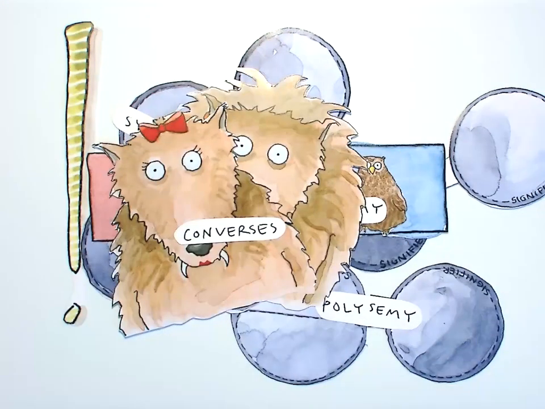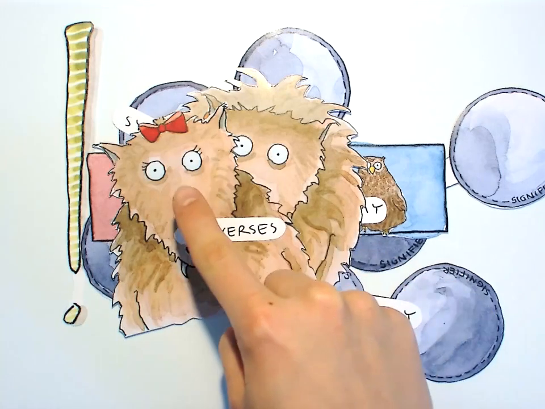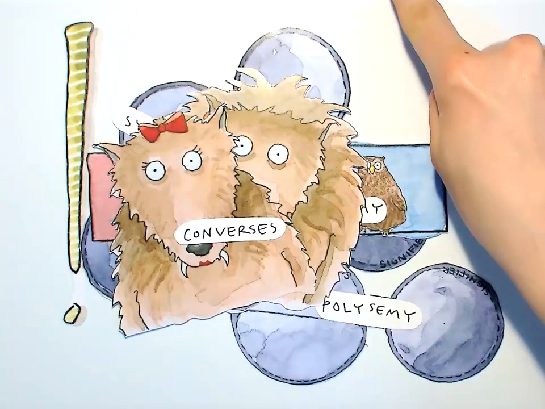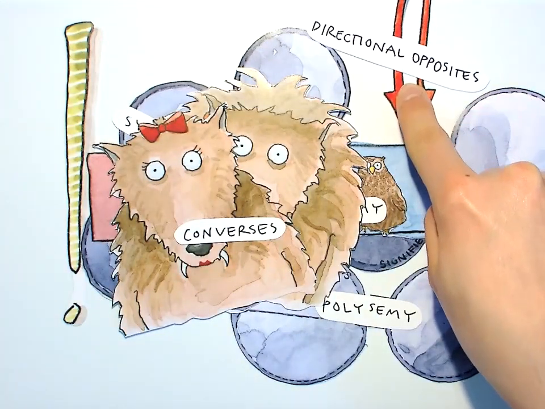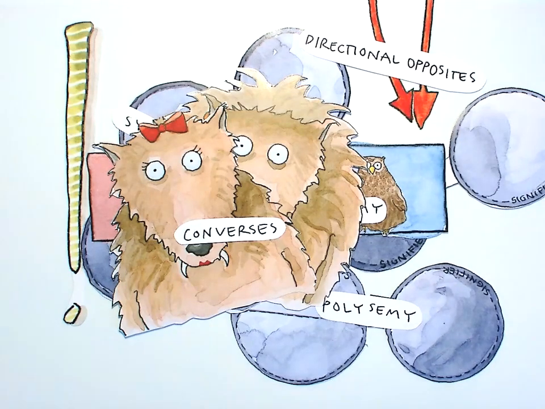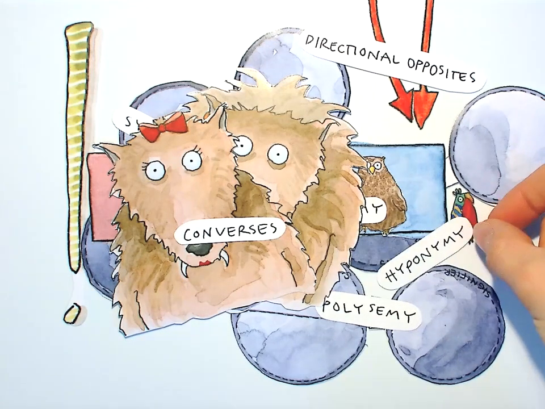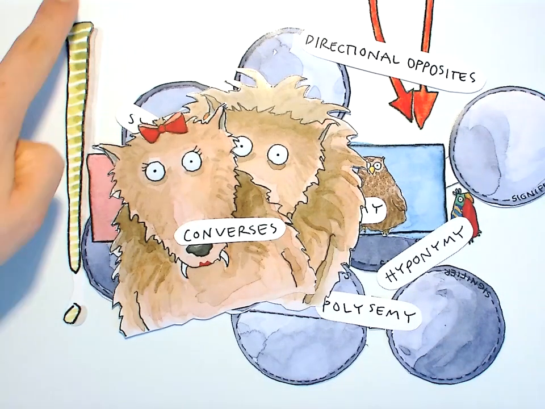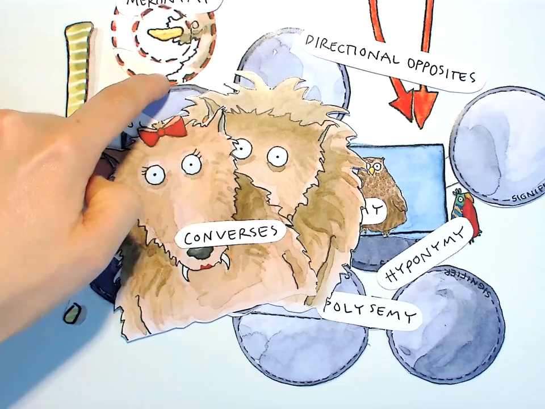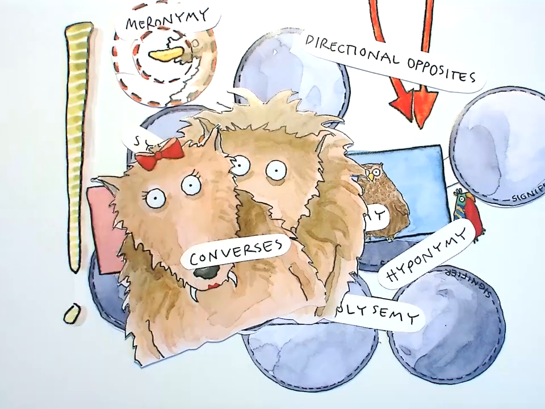Converses are sense relations that describe the same relationship but from opposite perspectives. Directional opposites, as the name suggests, deal with movement or position in opposite direction. And finally, we talked about hierarchical sense relations, like hyponymy, that can be described by the formula X is a Y, and meronymy, which can be described by the formula X is a part of Y. So much to sense relations.